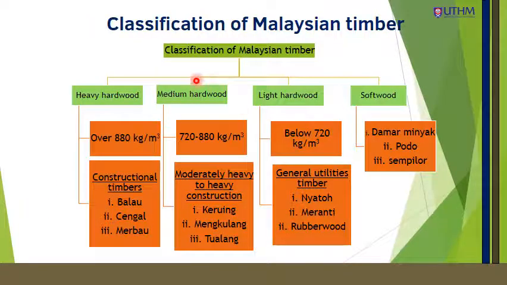This is the classification of timber in Malaysia, where it is grouped by the density of timber. For heavy hardwood, for example, the density is over 880 kg per meter cube, and this is suitable for construction timber. Examples of species which fall into the category of heavy hardwood are balau, cenggal, and merbau. You can have a look at the rest of the timber classes.